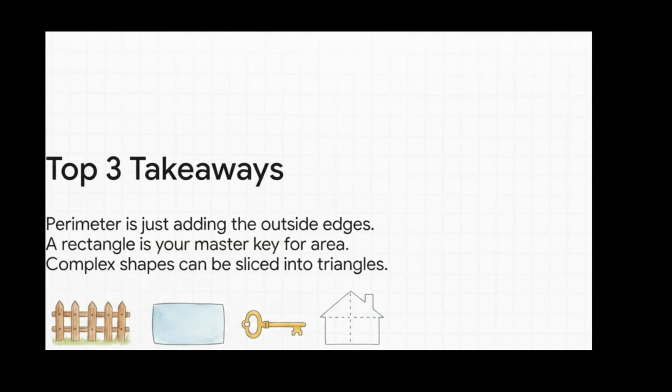So what are our top 3 takeaways to help you build some simple daily habits of geometric thinking? First, perimeter is always just walking the fence. Simply add the outside edges. Second, base times height for a rectangle is your absolute master key for area. And third, whenever you see a complex, scary-looking shape, don't panic, just mentally slice it into simpler rectangles and triangles. Honestly, if you make a daily habit of looking at buildings or everyday objects and just breaking them down this way in your head, you'll be practically applying the skill every single day.